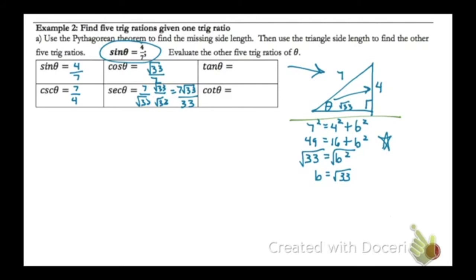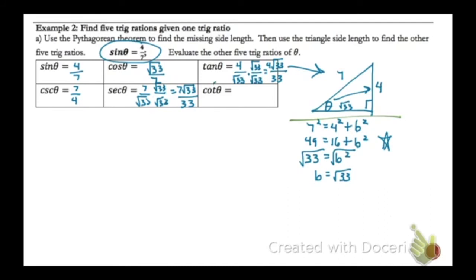Now let's do the tangent. So the side that's opposite is 4 over the side that's adjacent, the square root of 33. So again, I'm going to rationalize by multiplying top and bottom by this. So tangent is 4 times the square root of 33 over 33.